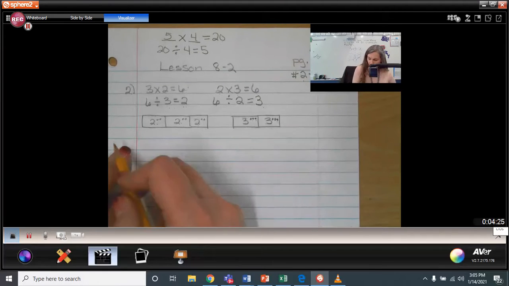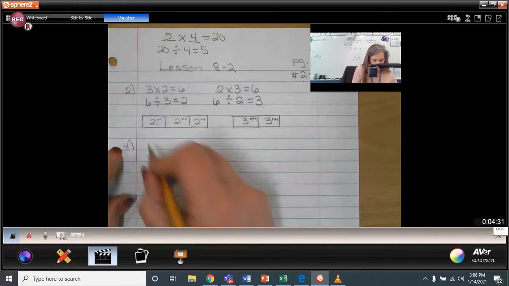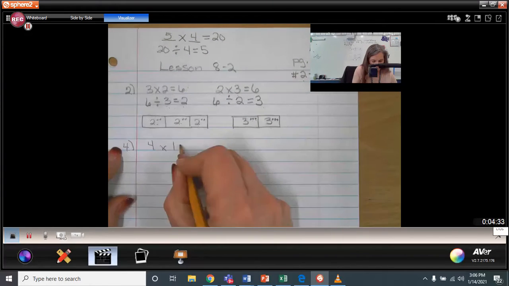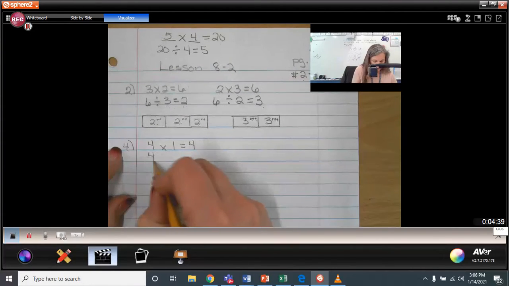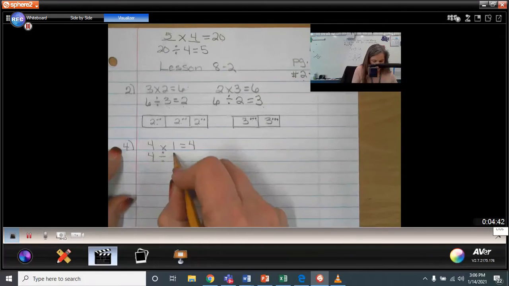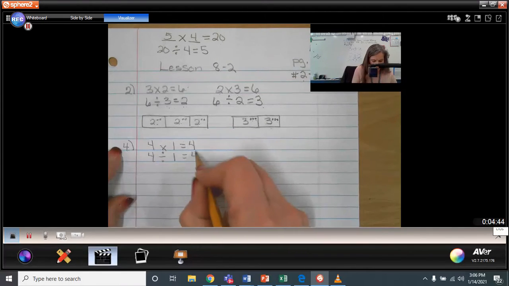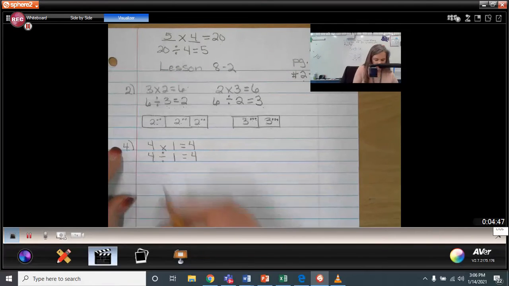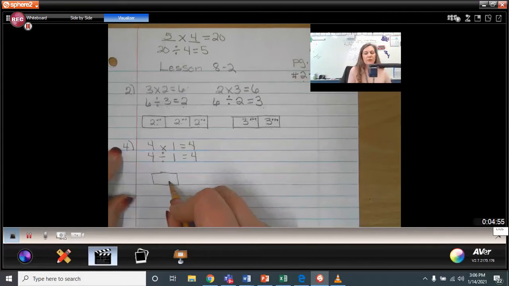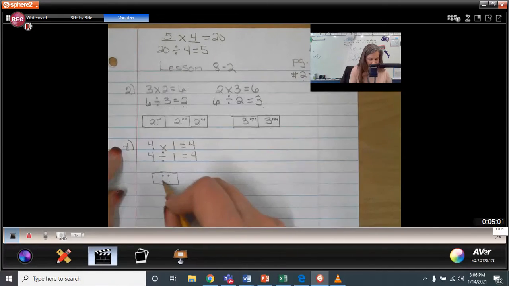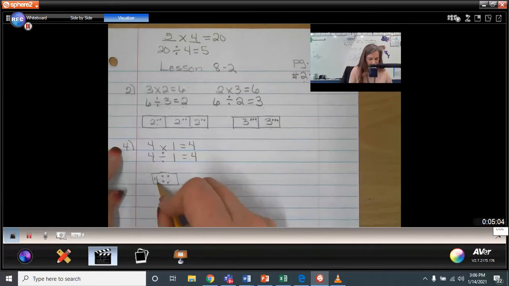So let's take a look at number 4, since you're doing even numbers. Number 4 has 4 groups of 1 equals 4, and we take 4, divide it into groups of 1, and how many groups do we have? This would be our groups. So if I have 4 objects and I put it into a group of 1, how many objects are going to go into that one group? Well, I can only put them into that one group, so I've got 4.